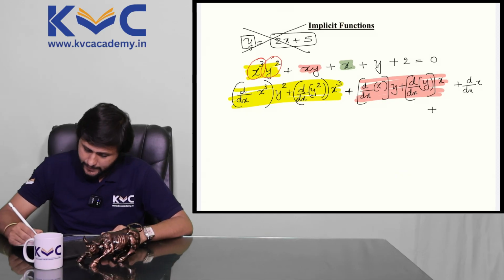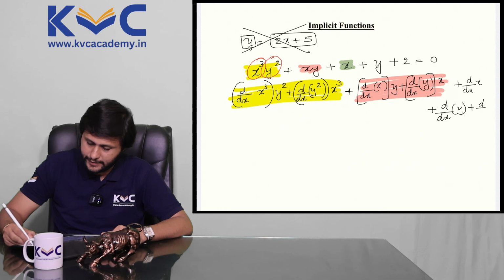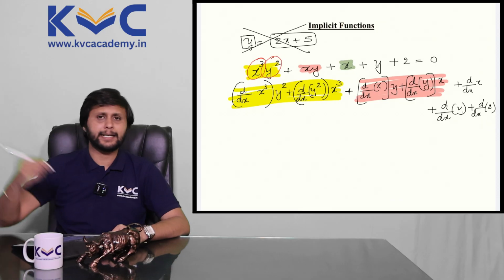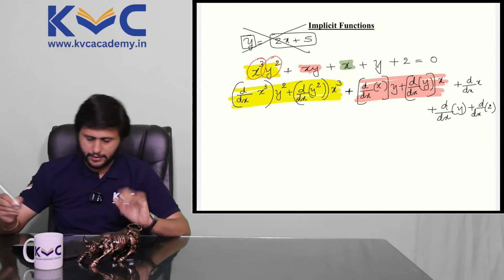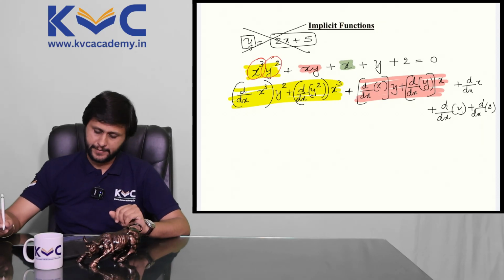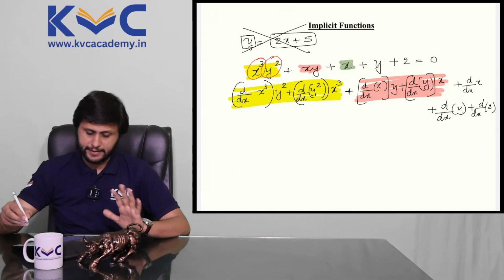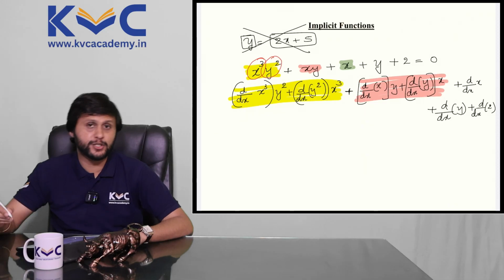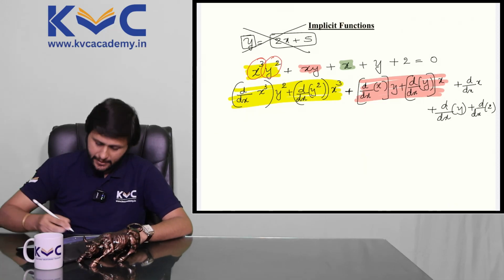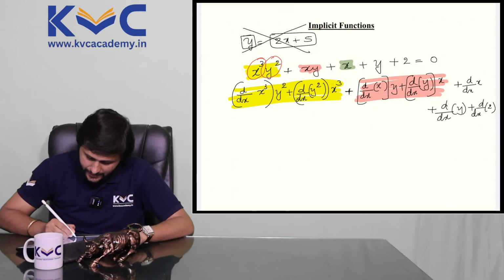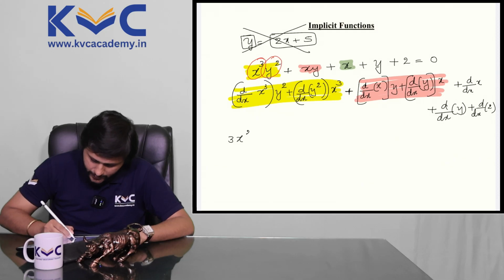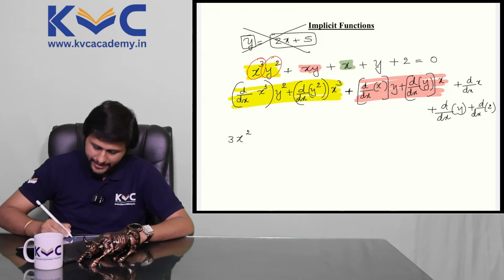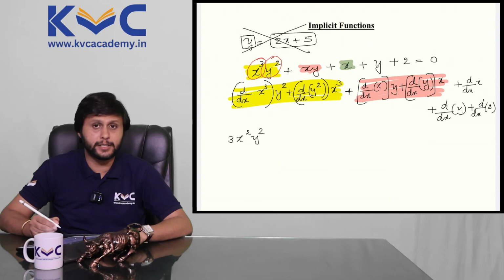I'm continuing. Plus differentiation with respect to x for y, plus differentiation of 2. On the right hand side, differentiation of 0 is 0 only, so we don't have to bother. Now let me simplify further. Differentiation of x cube is in the form of x to the power n. Differentiation of x to the power n is n into x to the power n minus 1. So differentiation of x cube is 3 into x to the power 2. Correct? Y square as it is, not to be differentiated.